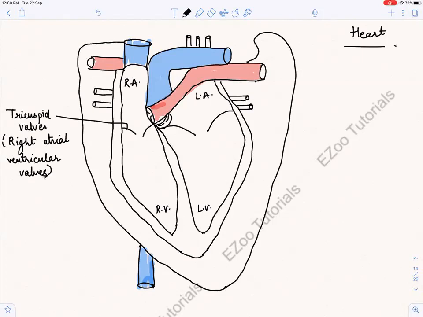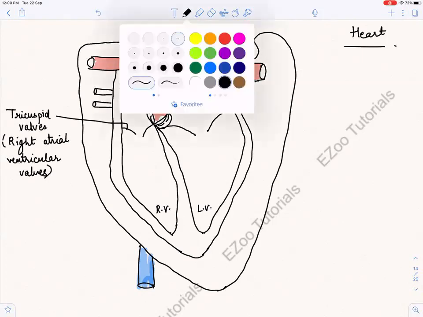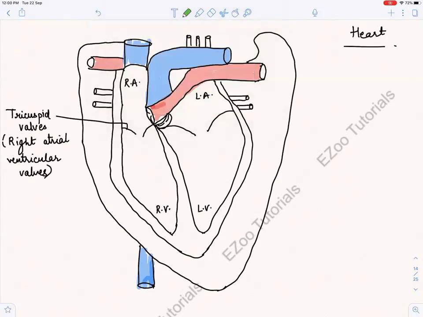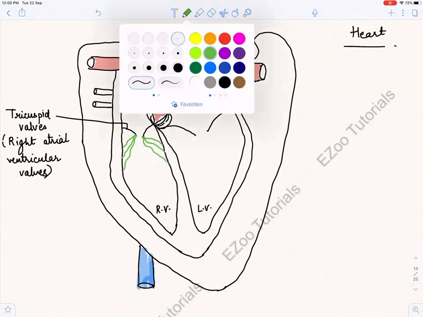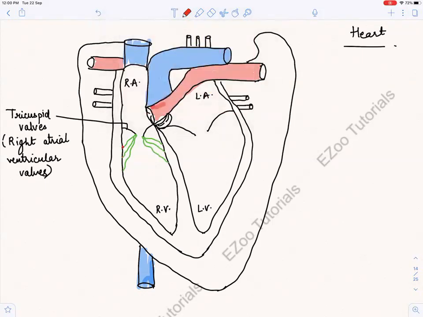Now, there are a few cords. And what are these cords called? These cords are attached to papillary muscles, right? And they are known as chordae tendineae. And where are they present? They are present like this, and they are anchored to muscles, right?